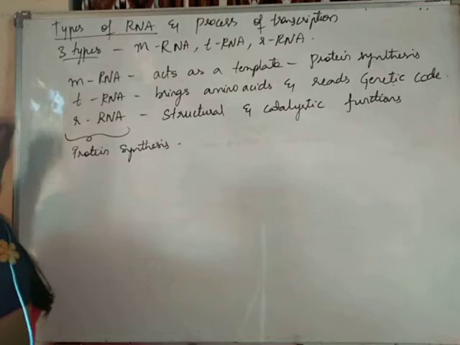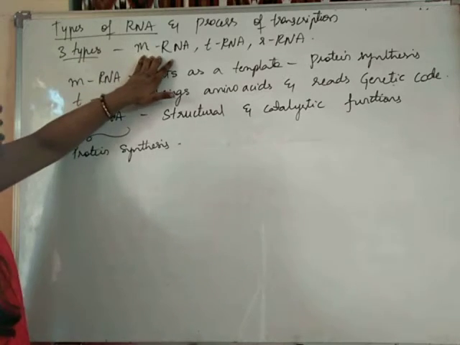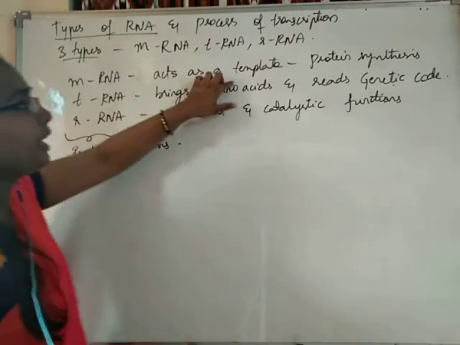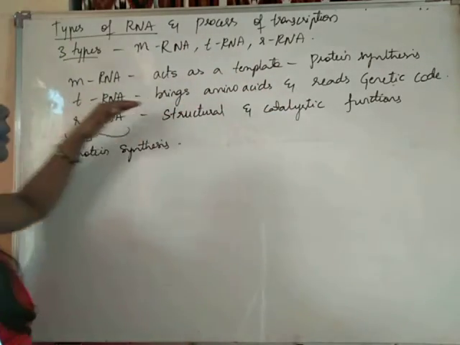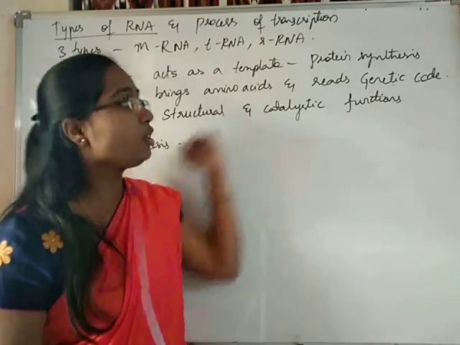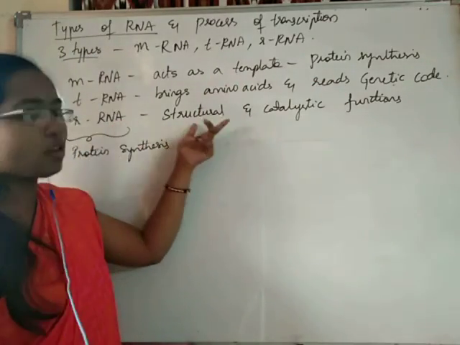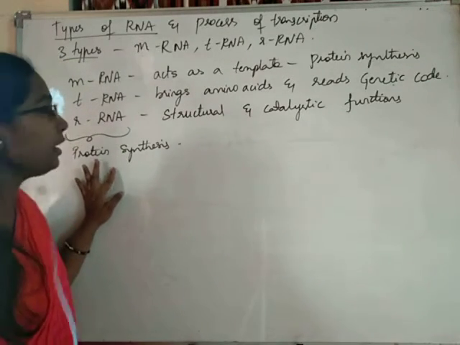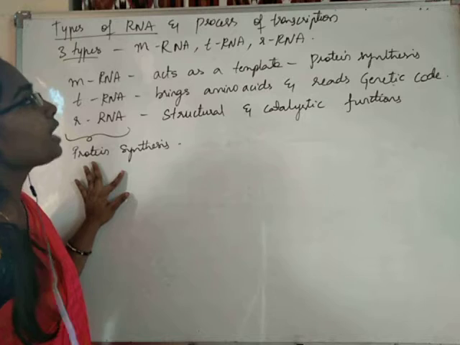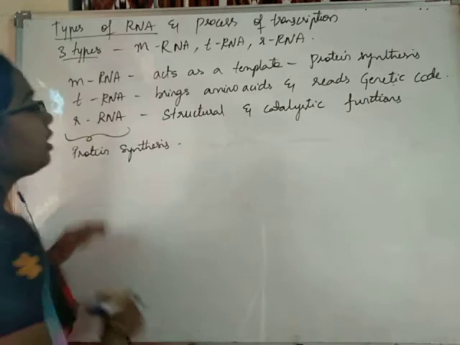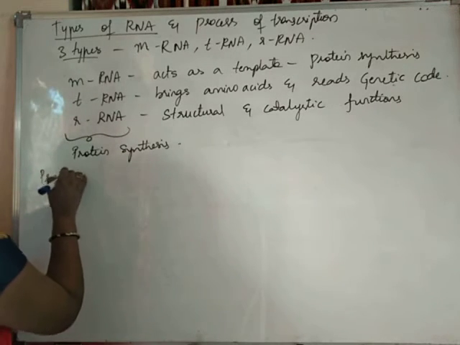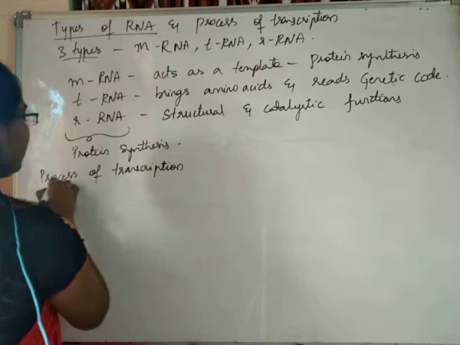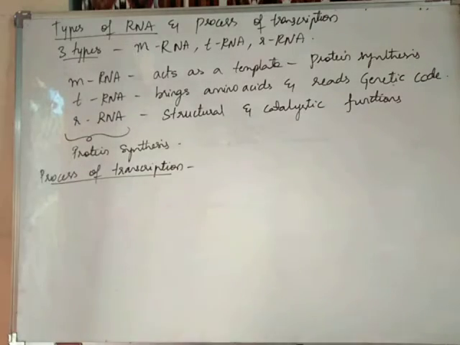So students, there are 3 types of RNAs: mRNA, tRNA and rRNA. mRNA acts as a template for protein synthesis, tRNA brings amino acids and reads the genetic code, and rRNA performs structural and catalytic functions. In this way these 3 types of RNA are involved in protein synthesis. Now let us see the process of transcription.